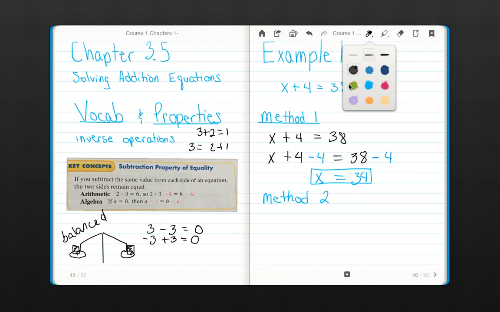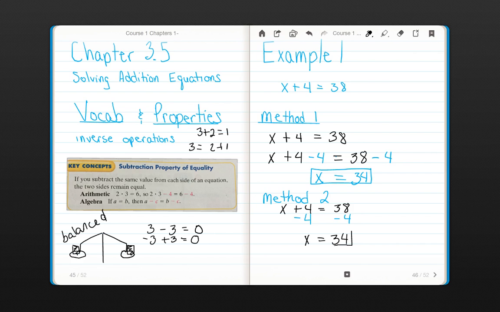So method 2, I again start with my original problem. x plus 4 equals 38. I'm still going to subtract 4 from both sides, but instead of writing it horizontally like I did in method 1, I'm going to write it vertically underneath. One reason I like to do this is because then I can line up my addition or my subtraction right here, and it's really easy to show my work. So I've subtracted 4 from both sides, and then x equals 34.